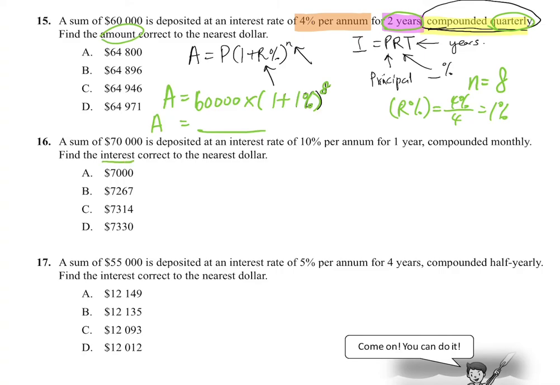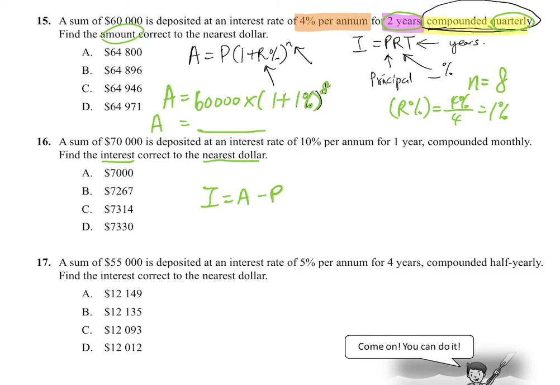But if you need the interest, like in the second question, using the same principle, at the end all you need to do is to take away the principal from the amount that you calculated, and that will give you the interest. And then you just note it's correct to the nearest dollar, so take away the decimal point. It's corrected by rounding off.